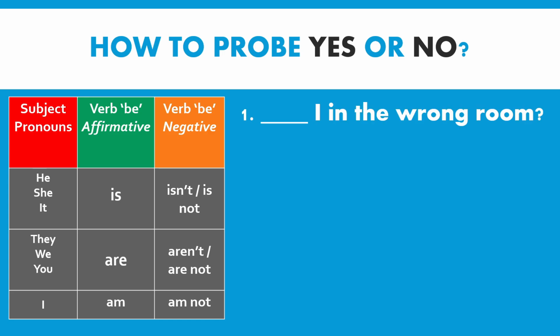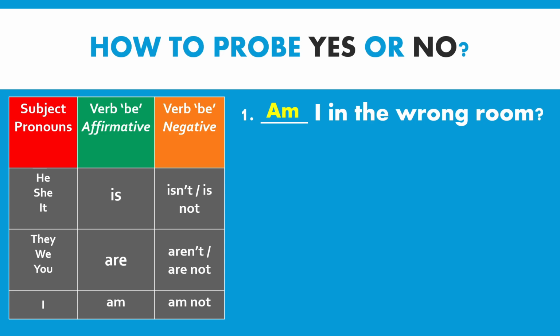Number 1. Blank I in the wrong room. So may I know what is the subject pronoun in this question? It's I. So when we look at the word I, let's refer to the chart here. Subject pronoun I. What is the verb be for the affirmative form? It's am. So the answer should be, am I in the wrong room?